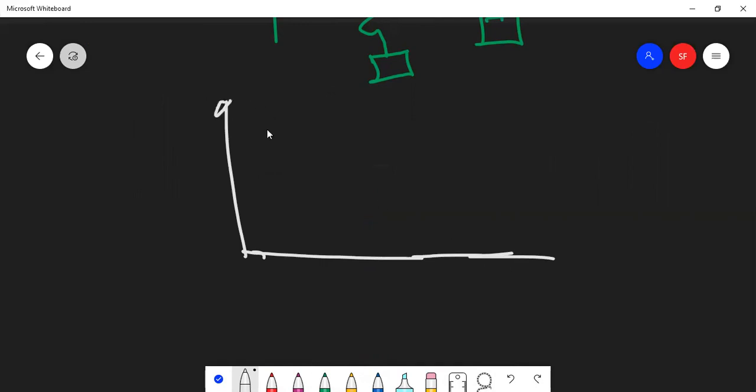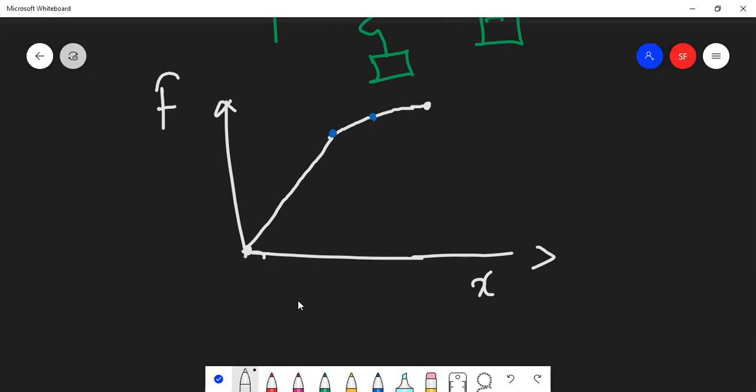So basically the force against extension graph will look something like this. This is the force, this is the extension. The graph would first increase, then it would curve. Okay, let's say the elastic limit was somewhere over here and this was the limit of proportionality. We've extended it beyond the elastic limit.